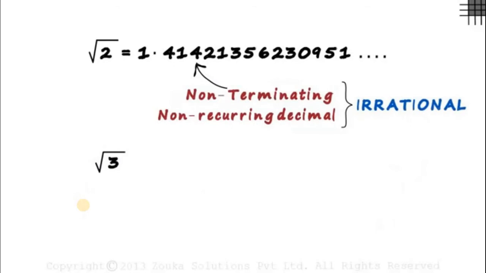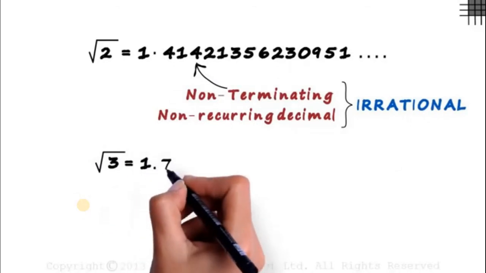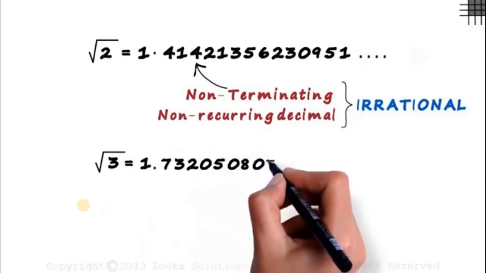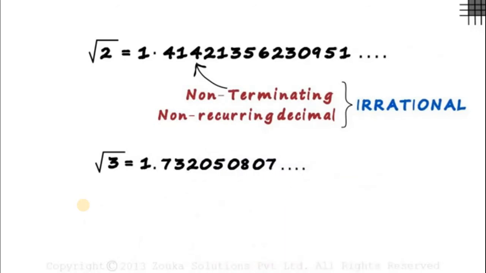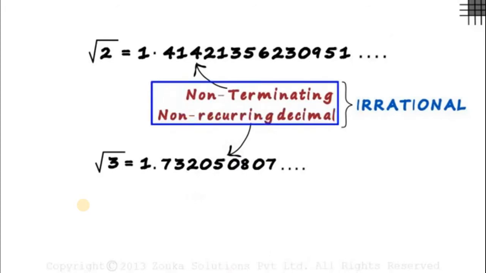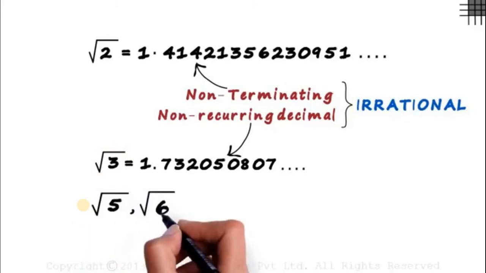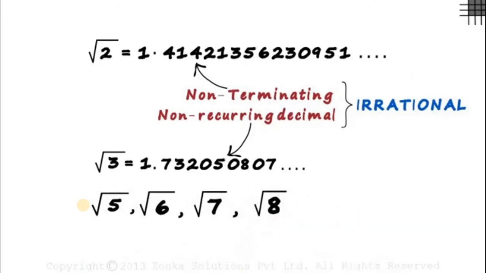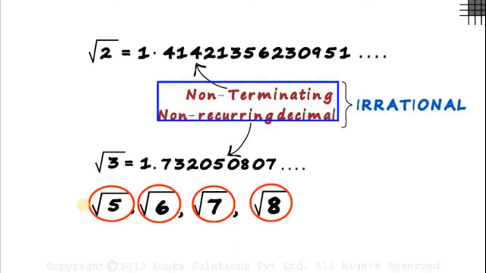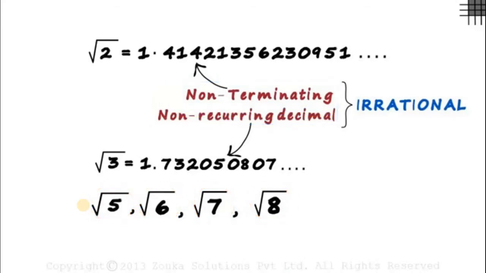Consider the square root of 3. You will get the value of 1.732050807 and so on. Even this number is also a non-terminating and non-recurring decimal. So root 3 is also called an irrational number. You can try calculating the values of root 5, root 6, root 7, and root 8. You will find that all of them result in non-terminating and non-recurring decimals.